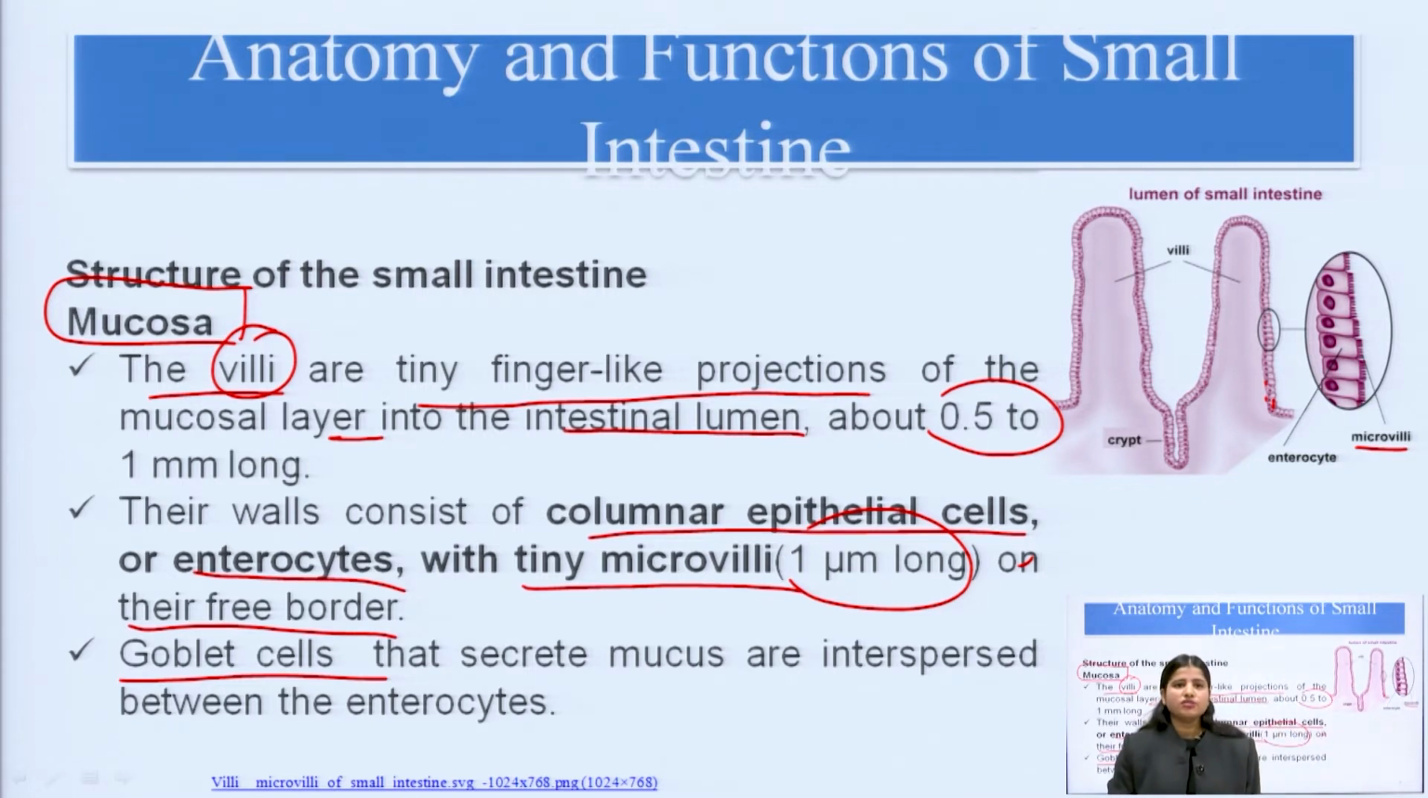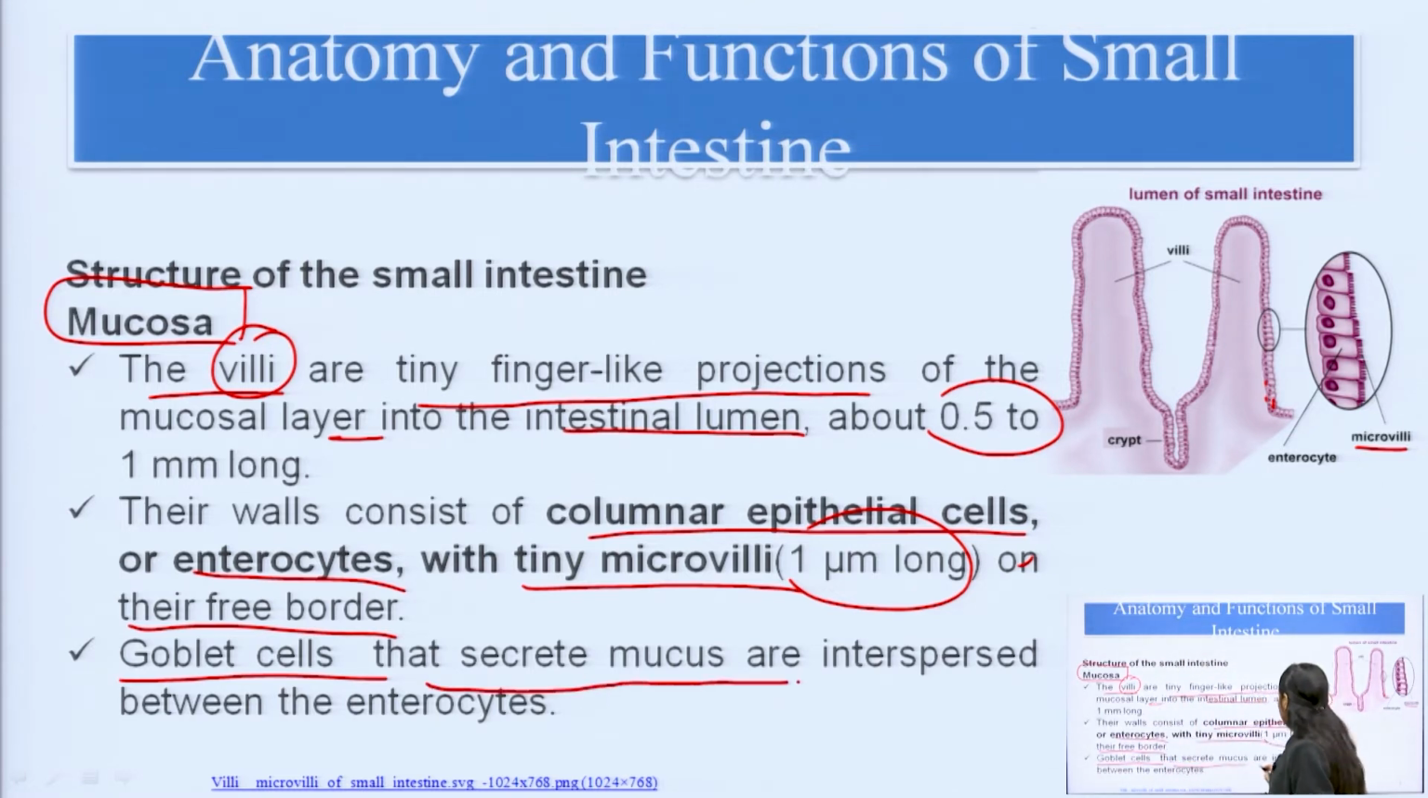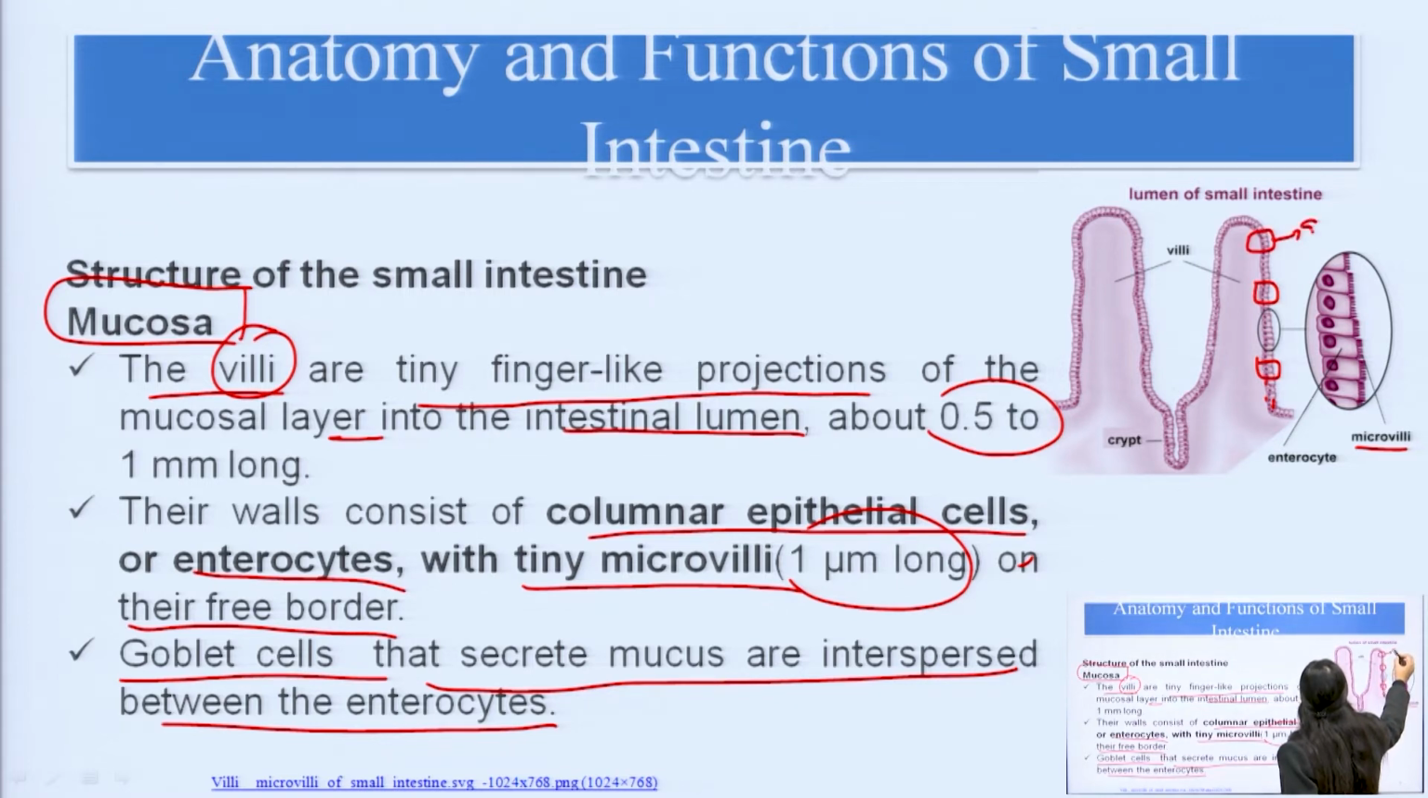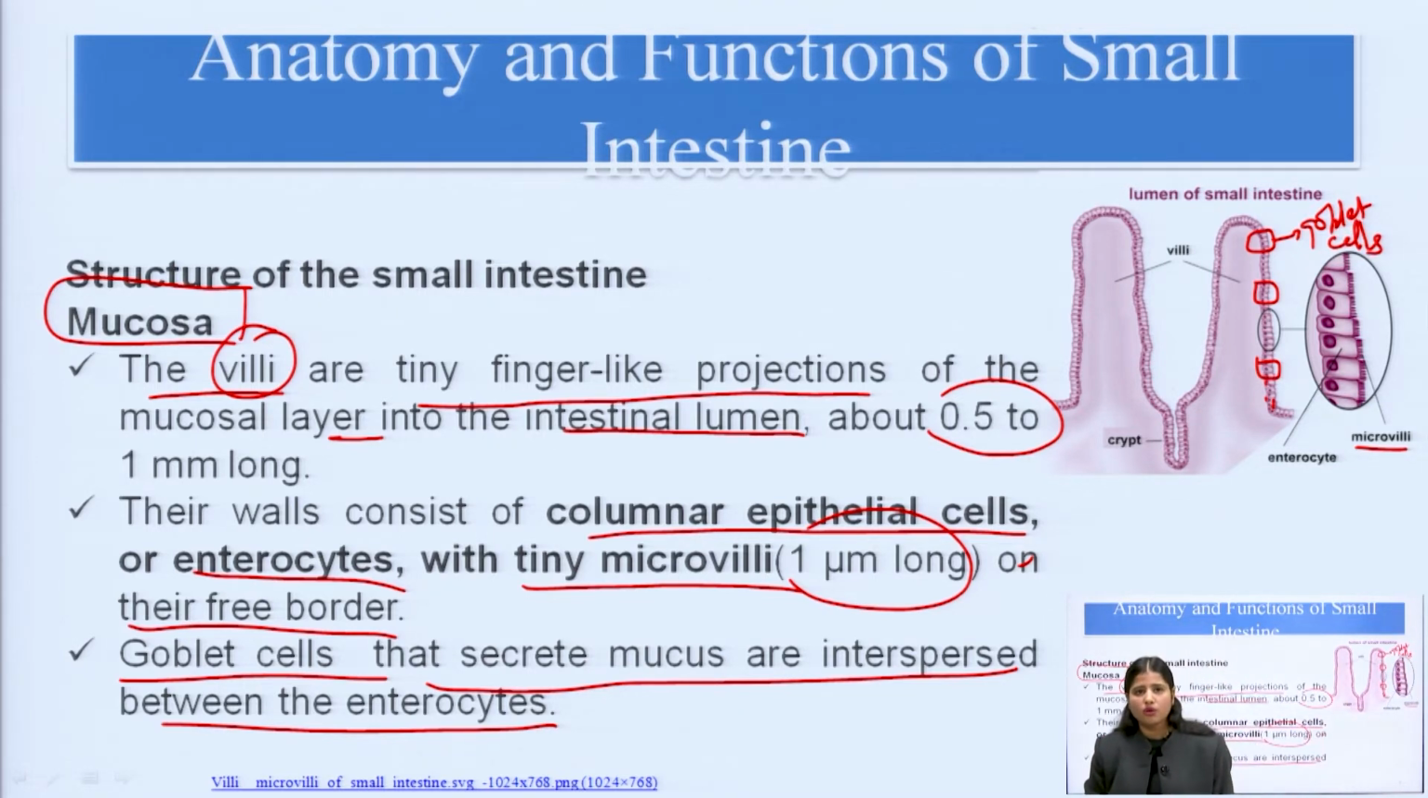In the initial slides or previous lecture I told you about the goblet cells. These goblet cells are responsible for the production of mucus. The goblet cells that secrete the mucus are interspersed between the enterocytes. So, we will see the structure of this whole section. In between these enterocyte cells there are some goblet cells present, and these goblet cells are producing mucus, which is beneficial, protecting the walls of the small intestine.